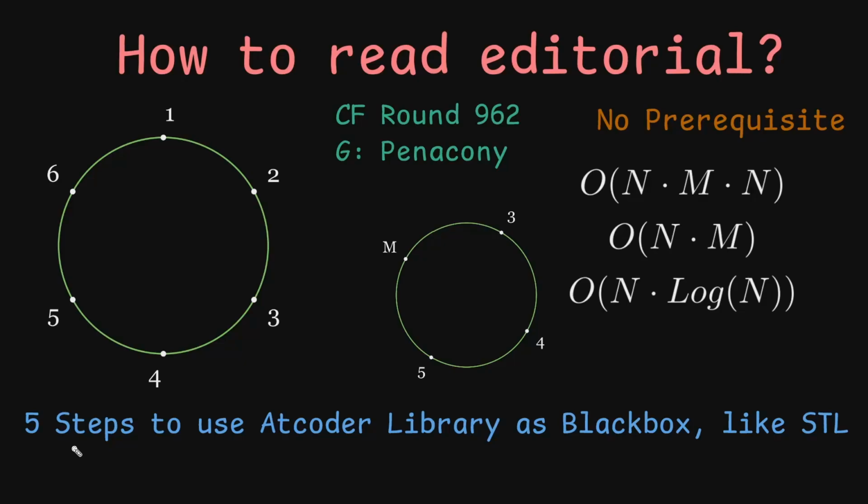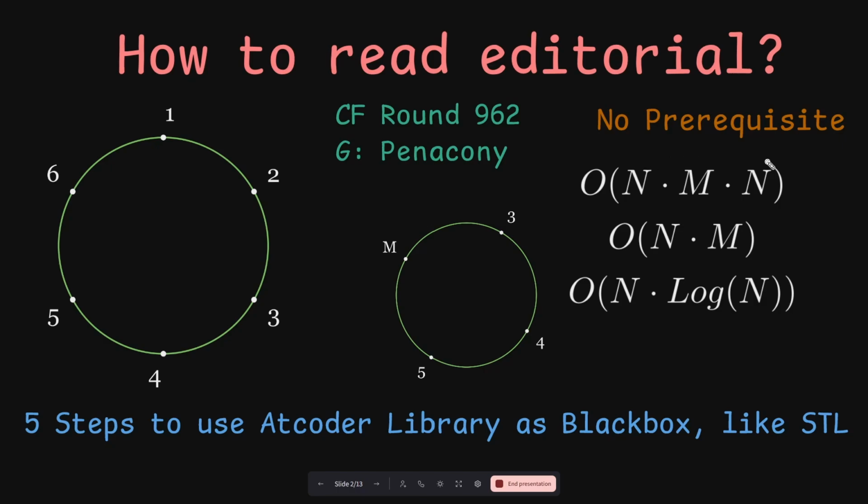In this video, we will discuss the solution to problem G Penacony from Codeforces round 962, which was a Div3 round. Instead of just looking at the solution, we will also talk about the process of upsolving and the most effective way to read the editorials of Codeforces problems. Towards the end of this video, we will also look at a 5-step roadmap to use Atcoder Library as a black box, just like STL.